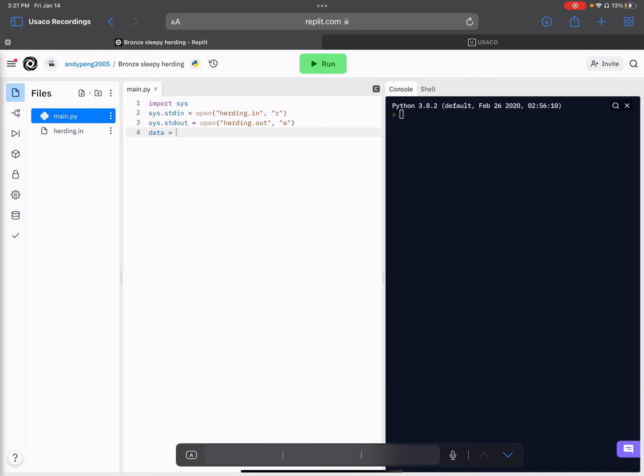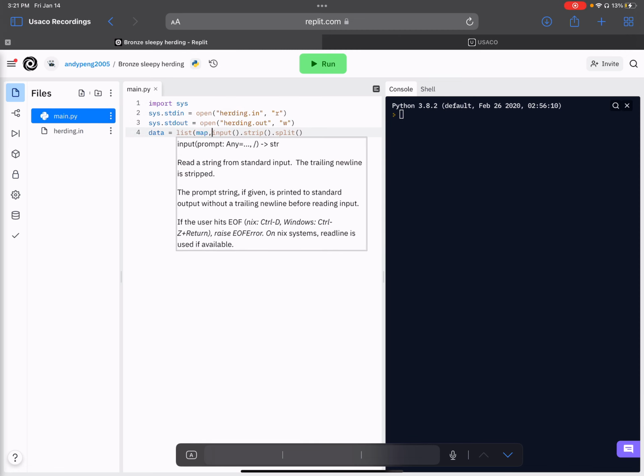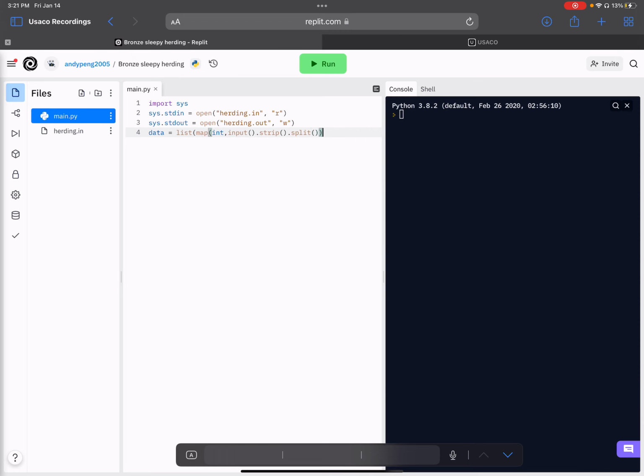So it's 3 integers, each one separated by a space. So we can split that, and then we'll just map an int to each of those. And the reason I have the list there is because if you map an int to a list, it returns a map object. So we have to turn it back into a list. And just in case our data isn't sorted in a number line, we're just going to sort it. We have enough time anyways, because our solution is going to run really fast.